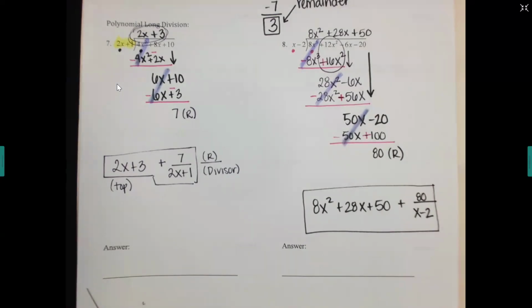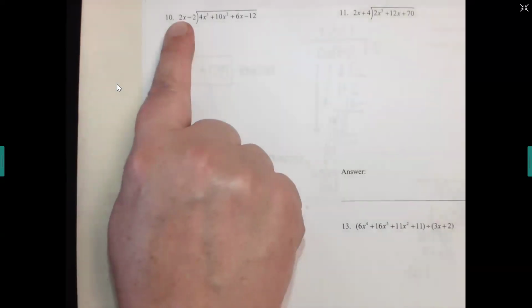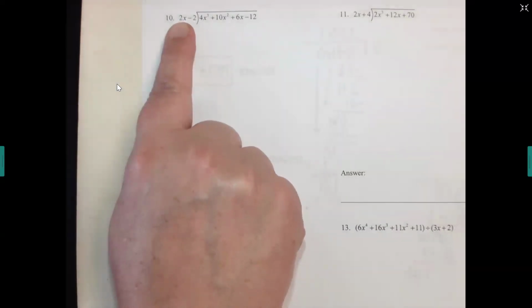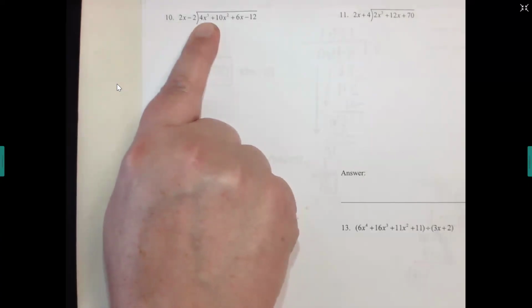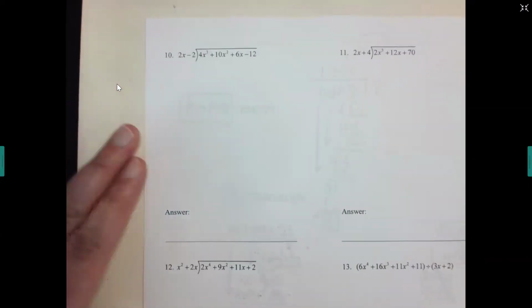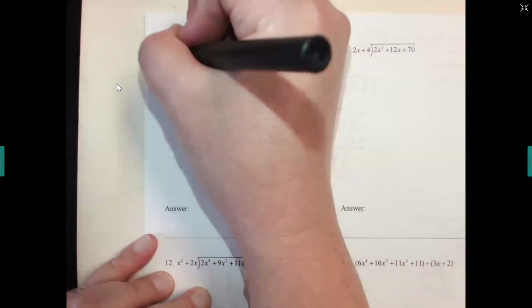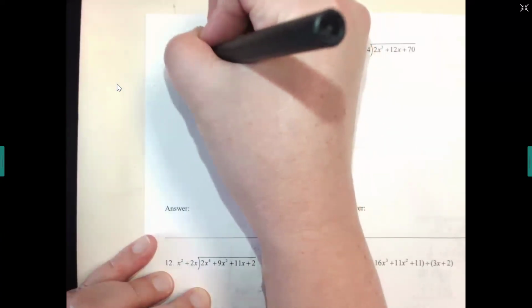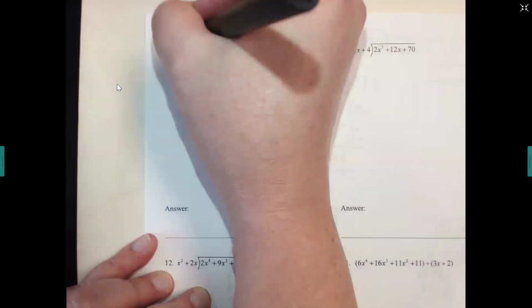Okay, number 10. What do I have in the front right now? I have a 2x. I need it to perfectly match what? A 4x to the 3. So what do I need to times a 2x by to perfectly match a 4x³? Perfect.